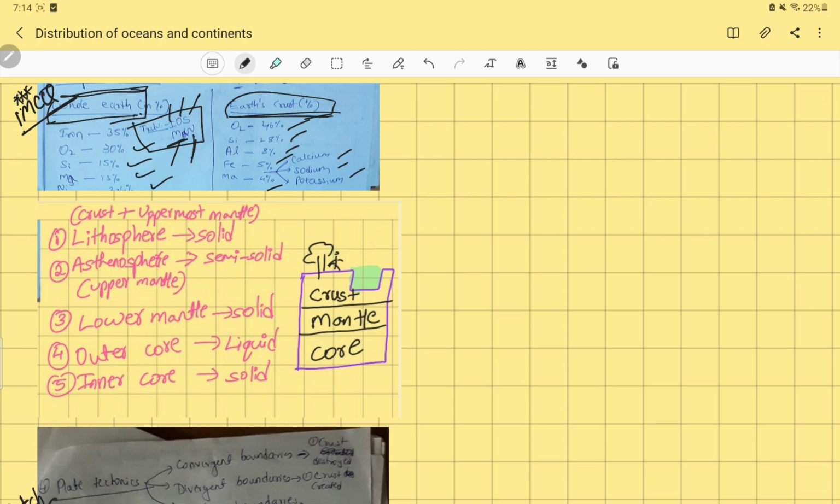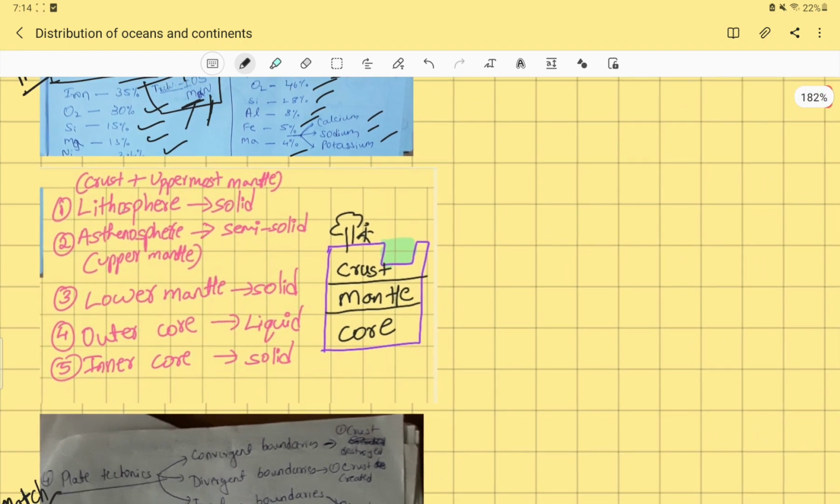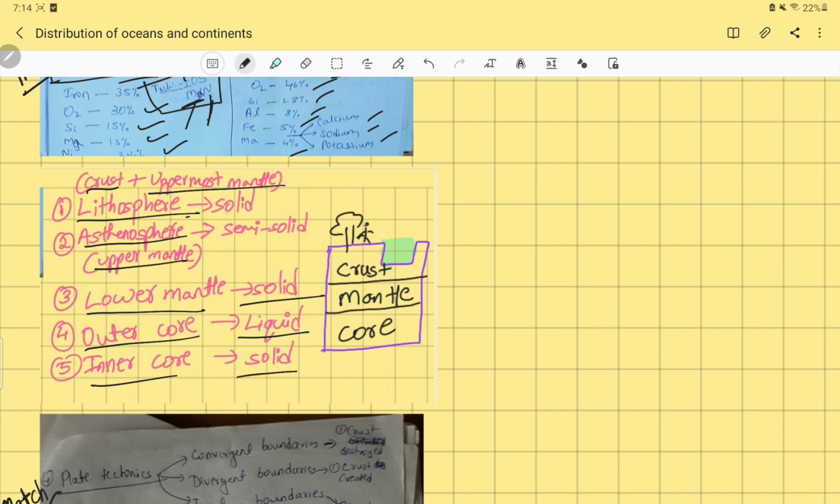Then the other important topic which we could not cover in the last video is lithosphere. We have covered that it is crust plus uppermost mantle. Asthenosphere is the upper mantle, but we didn't cover the other things like lower mantle. It is in a solid state, outer core it is in a liquid state, inner core it is in a solid state. So if you start from here, it will be like solid, liquid, then you have solid, semi-solid, and then you have a solid state.